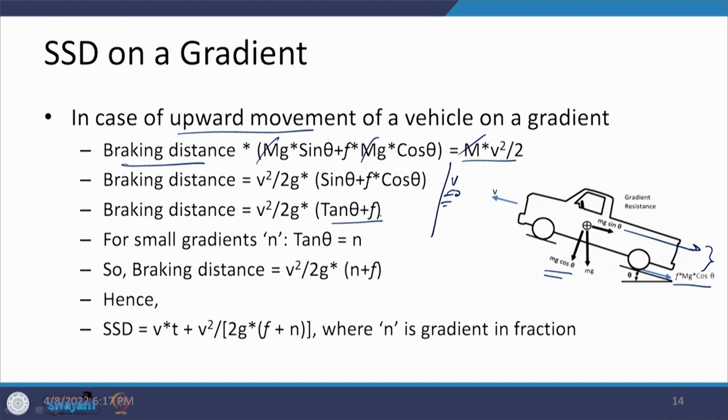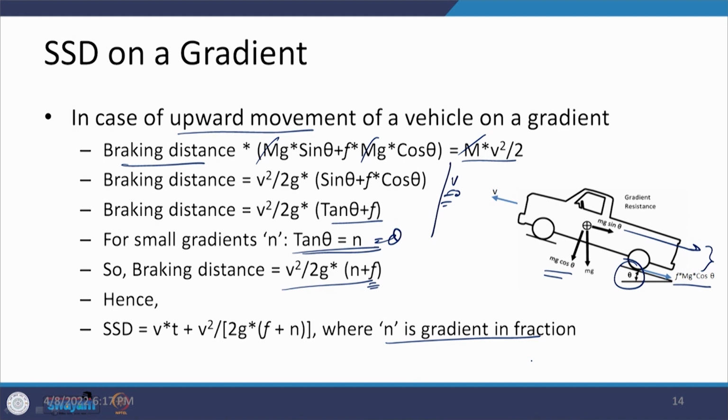We can keep it in this form or transform it into a tan theta situation. Whatever the longitudinal gradients are, they are not very steep, they are very small. For such small values of theta, theta, n, tan theta and sin theta are going to be the same. So, finally, what we have is v square divided by 2g into n plus f. This n is added to f as the effect of the gradient, and the gradient is in fraction. So, if you say 1 in 100, that is a 1% gradient.